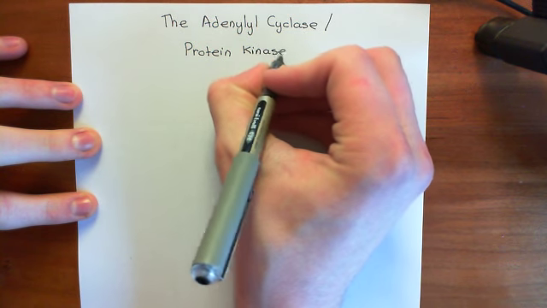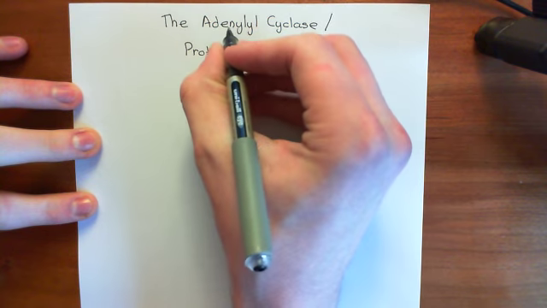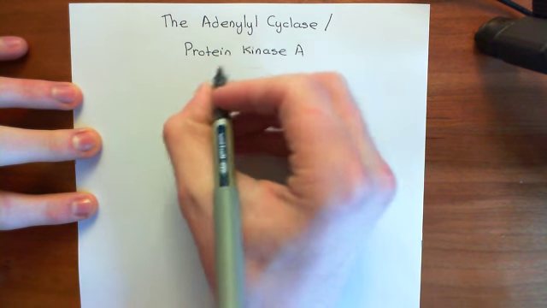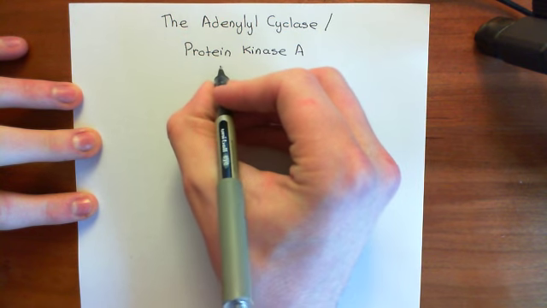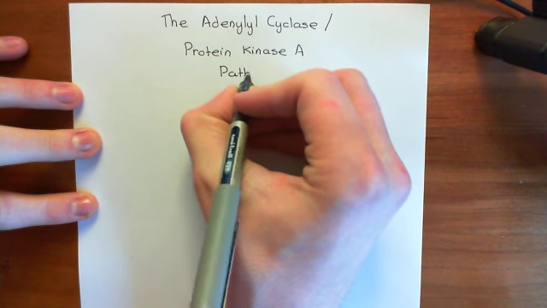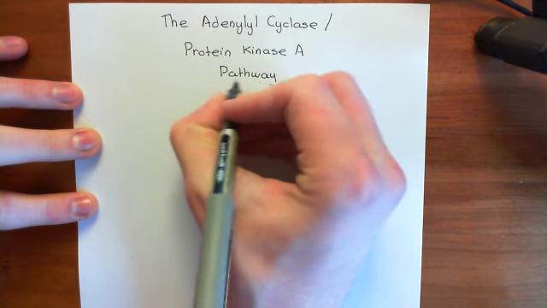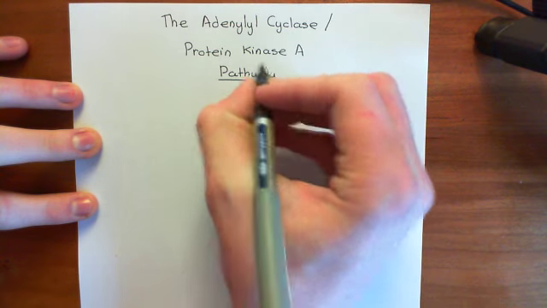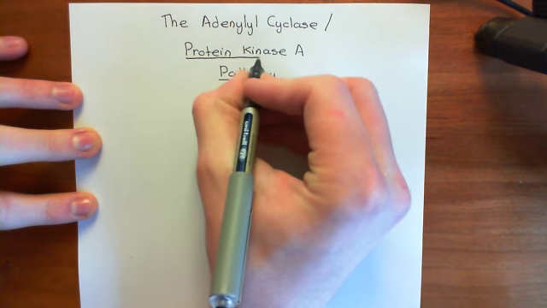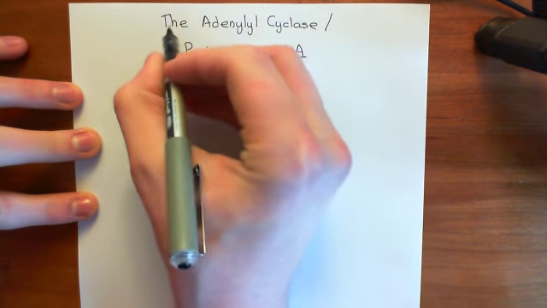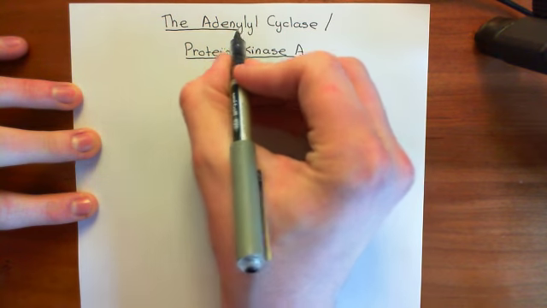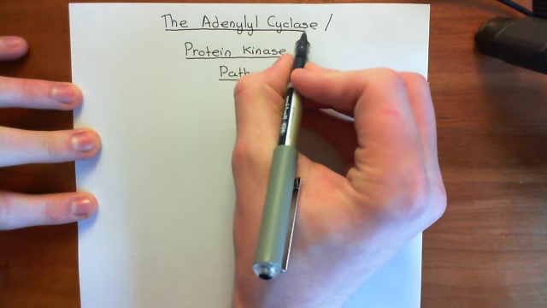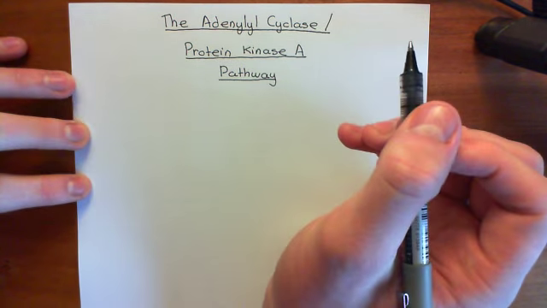And often people use as an abbreviation for adenylyl cyclase AC, and for protein kinase A they'll use PKA. So you might see this referred to as the AC pathway, or the AC-PKA pathway, or maybe just as the PKA pathway. Okay, all of those names refer to the same thing. Some people will even call it the cyclic AMP-dependent pathway.